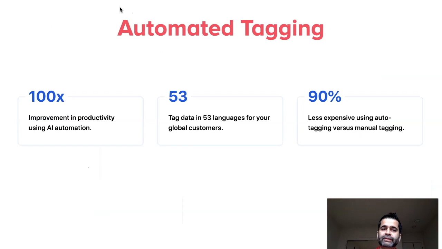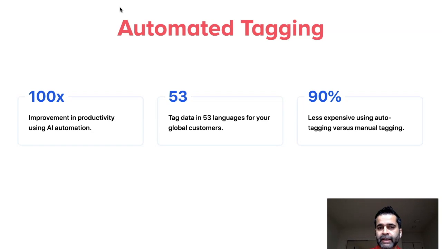And Clarifai also states that with automated tagging, they have seen a 100x improvement in productivity using AI automation. Which means you don't have to have people manually tagging your data. If you have thousands and thousands of products, you can amplify your productivity using automated tools.